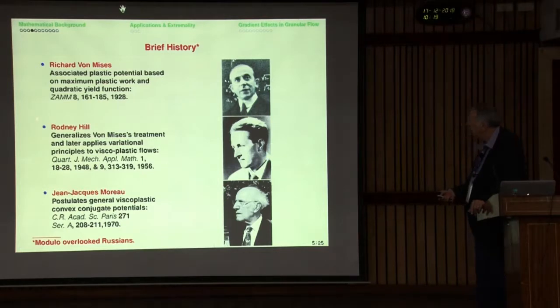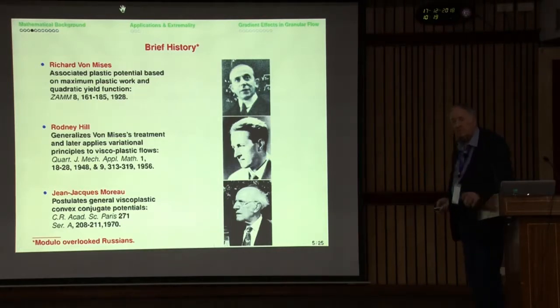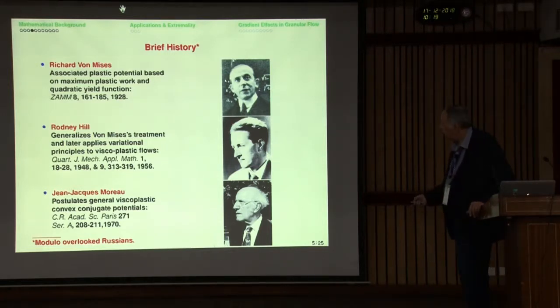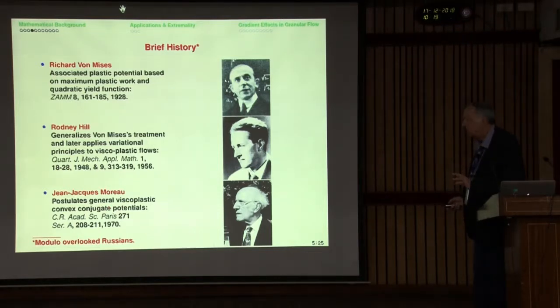Rodney Hill in Cambridge later generalized von Mises' treatment, did not assume quadratic forms, and in a remarkable paper, entitled New Frontiers in Solid Mechanics, he laid down principles, variational principles and so forth, for complex fluids. And finally, in France, Jean-Jacques Moreau, a distinguished French mathematician, simply postulated complex conjugate potentials. So all of this work is nice, but it's in some sense phenomenological and not exactly rigorous.